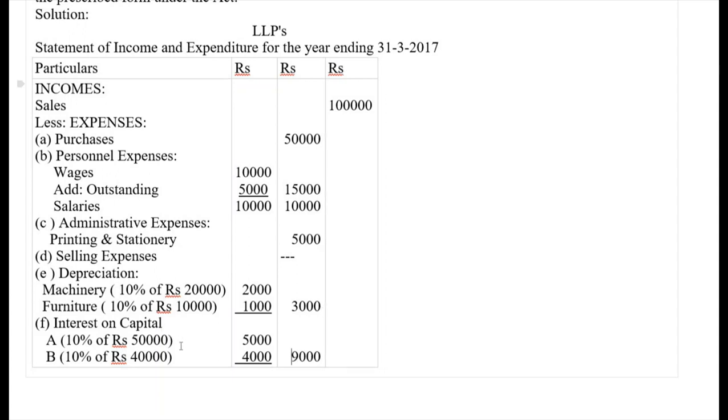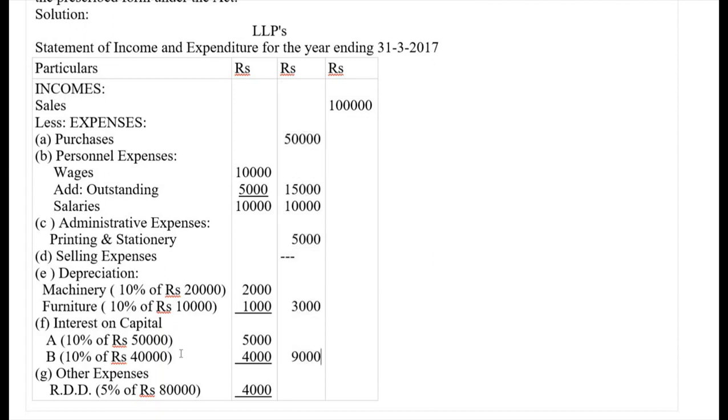Then the next one comes here, G, other expenses. Under this we have got RDD, which is calculated at 5% on debtors. So the value of debtors is rupees 80,000, which comes to rupees 4,000. So we will take here 4,000.